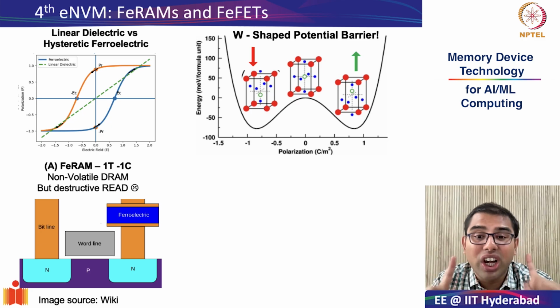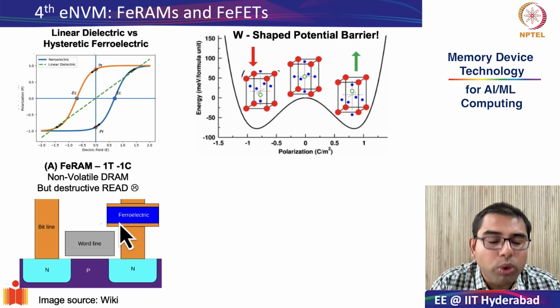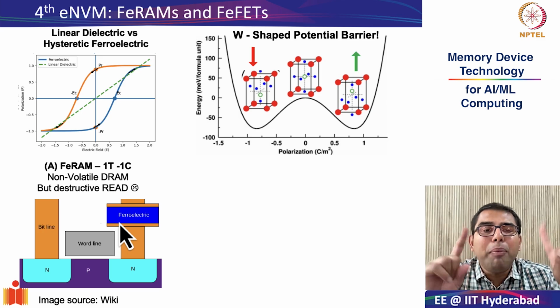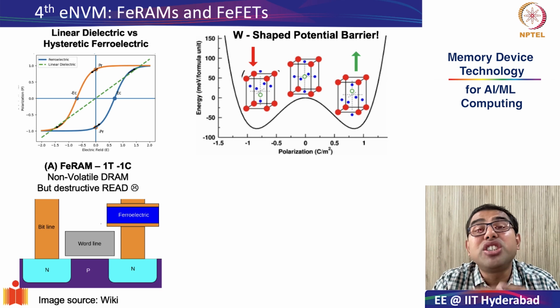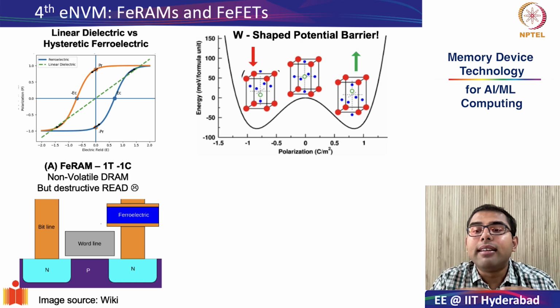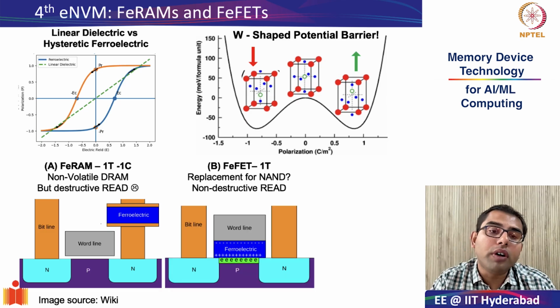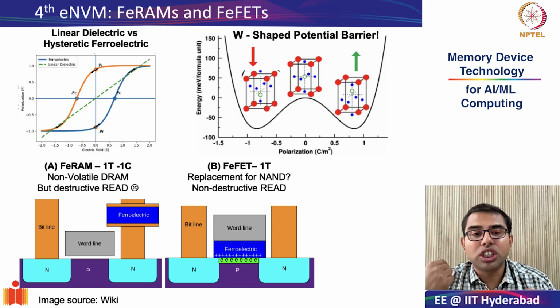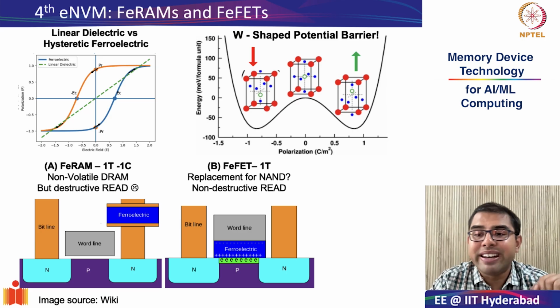However, it comes with a major catch: when you do the reading, what you essentially do is you try to find out whether the ferroelectric is in the up polarization state or the down polarization state. But when you try to do that, it destroys the polarization. And therefore, although this is non-volatile in principle, the read is a destructive read, and this must always be followed by a specific write back. And to fix this, people have come up with another technique, which is a ferroelectric FET, which is just a 1T version, and therefore it is expected to replace NAND flash.